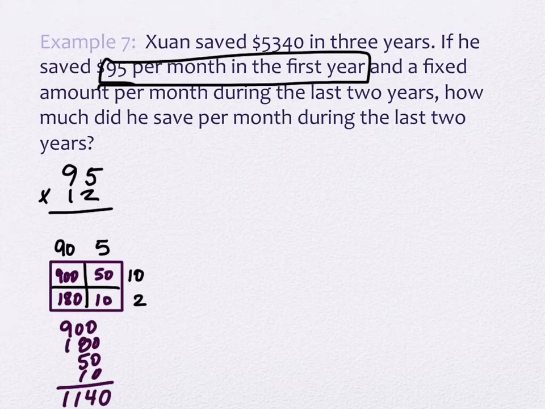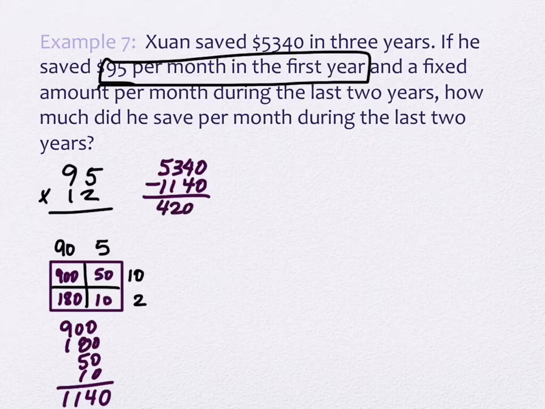Okay, so this is how much he saved during the first year, and what am I going to subtract it from? Right, the 5,340 that he saved over the course of the 3 years. What is this going to give me when I'm done? I don't mean what number, what quantity. What am I finding? How much he saved in the last 2 years. Okay, that's what we're going to find. So what is 5,340 minus 1,140? 4,200, good. Okay, now what?